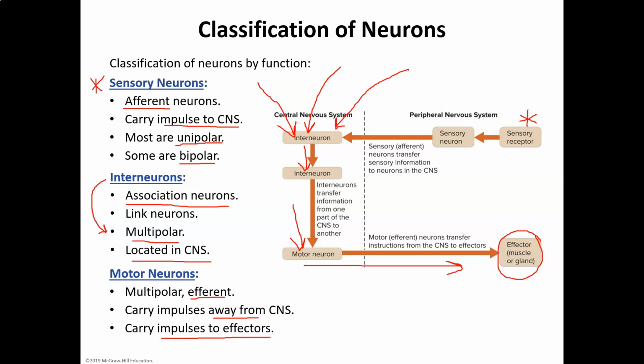Effectors do something. So that's the path of information. Sensory information comes in from the peripheral nervous system to the central nervous system. Interneurons figure out what to do. They send signals out to a motor neuron that tells an effector what to do with that information.